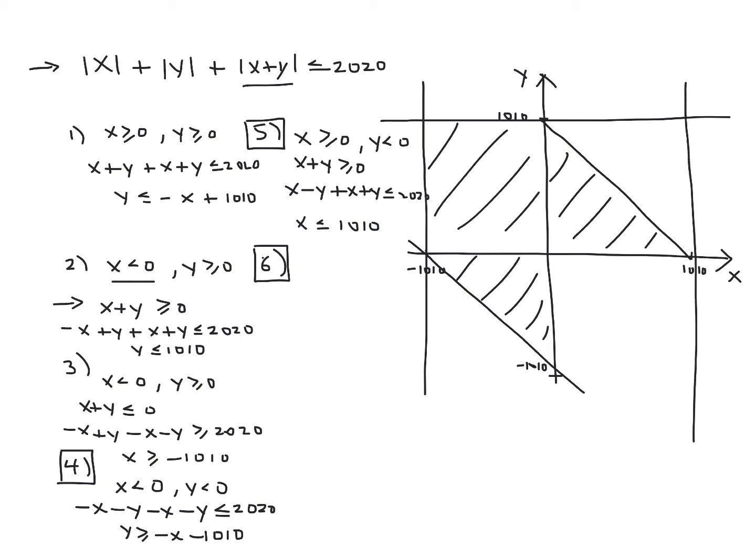And then finally, the last one, x greater than or equal to 0, y less than 0, and x plus y is less than 0. So that would make this x minus y minus x minus y less than or equal to 2020.